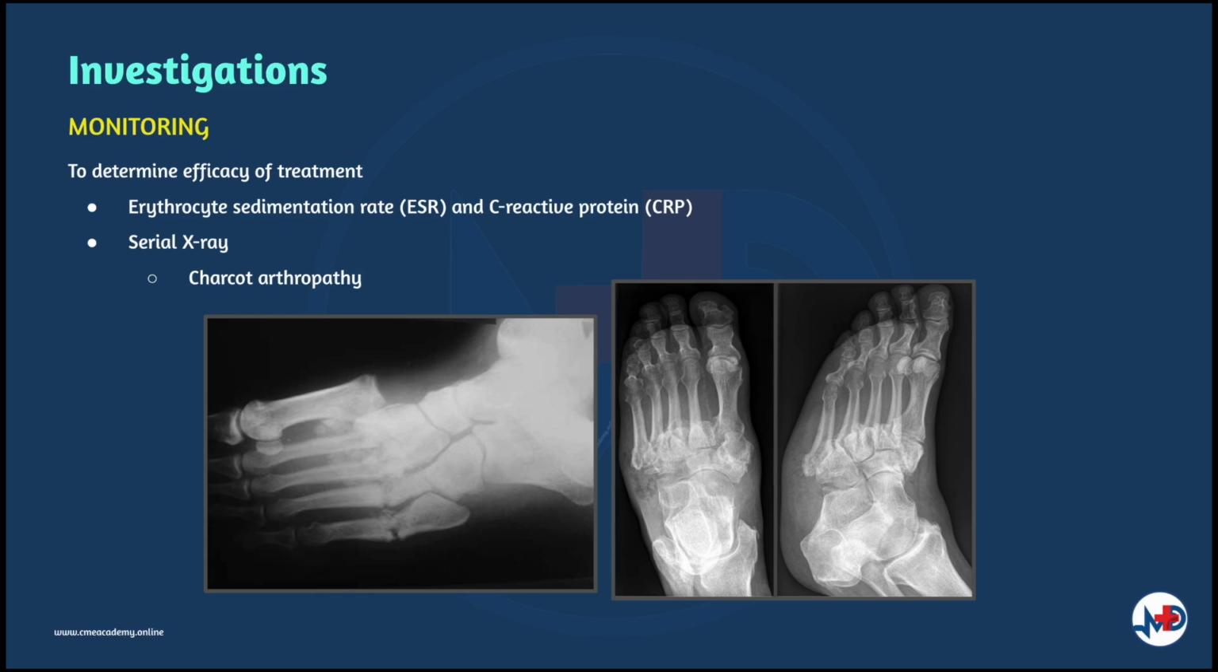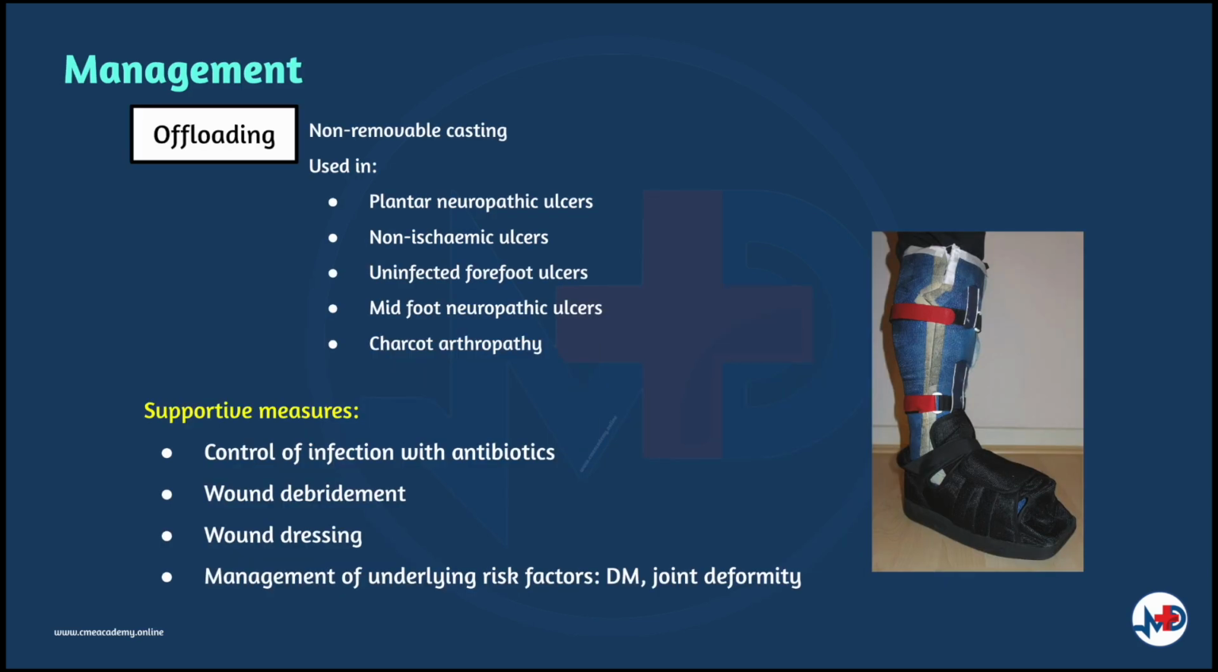We may also notice obliteration of the joint space and fragmentation of both articular surfaces of the joint that leads to subluxation or dislocation, scattered chunks of bones in the fibrous tissue, surrounding soft tissue edema, joint distension by fluid, and heterotopic ossification. Now let's look at the management of neuropathic ulcers.